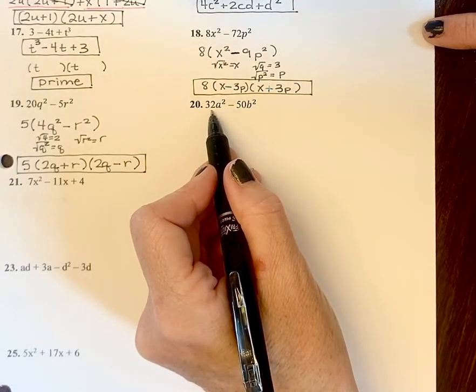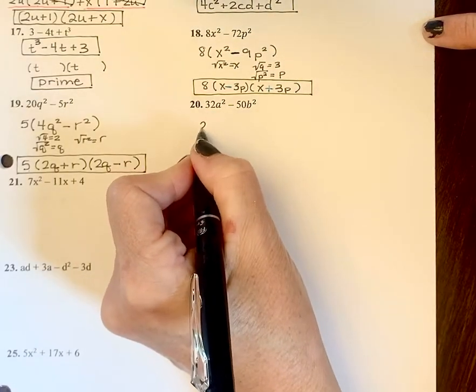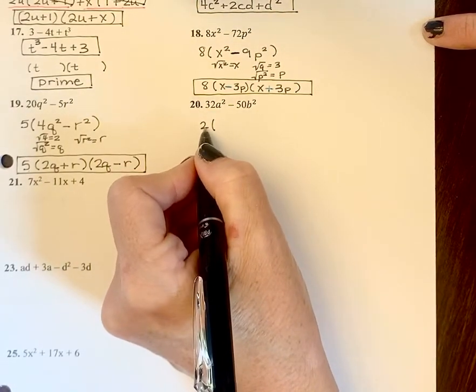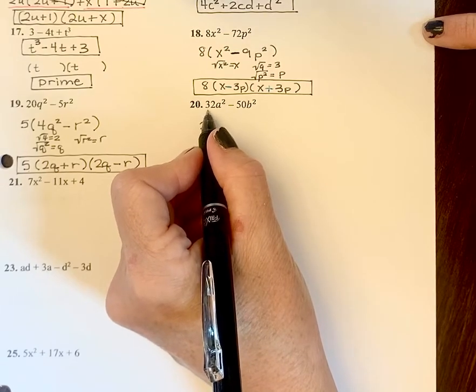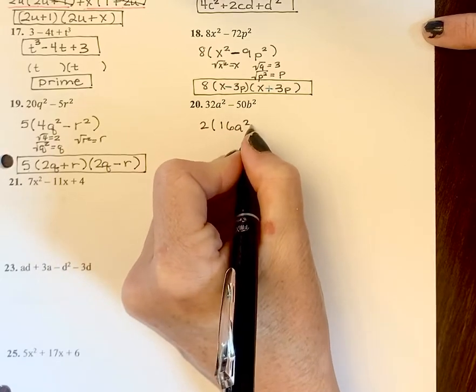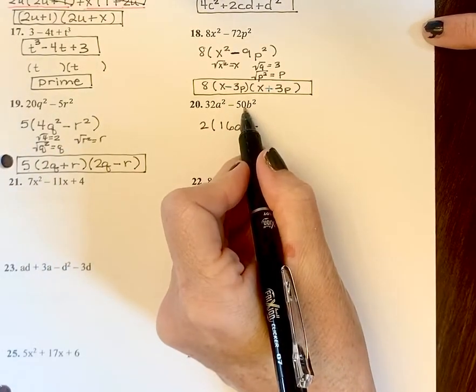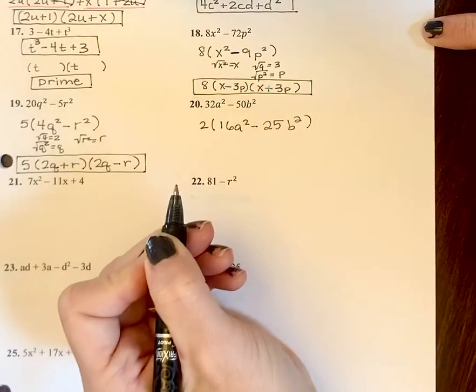So if you look at this, I know that they both have a greatest common factor of 2. So if I factor a 2 out of this, or in other words, it's just like dividing by 2, then I'm going to be left with a 16a squared. And then I factor a 2 out of this, I'll be left with a 25b squared.